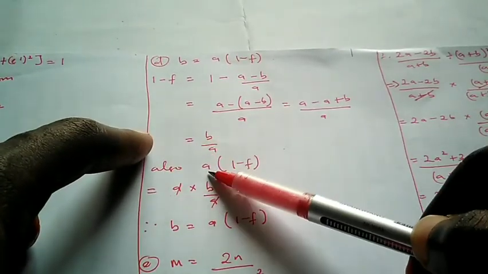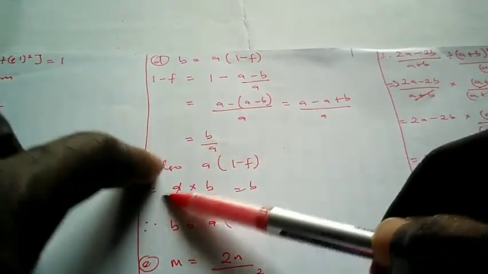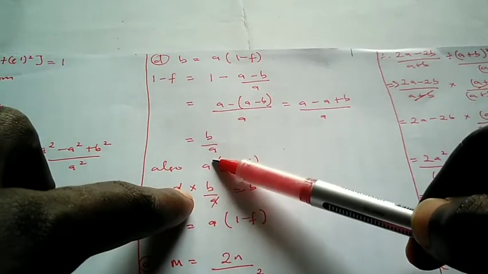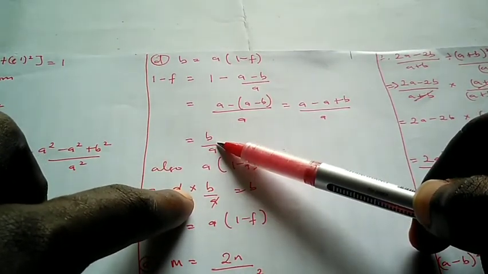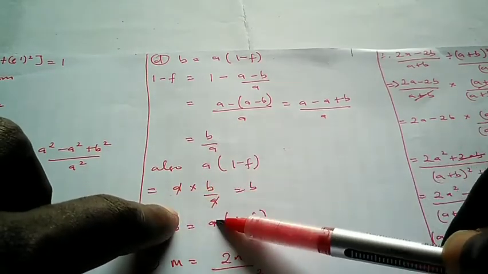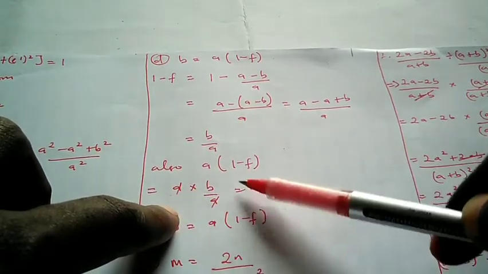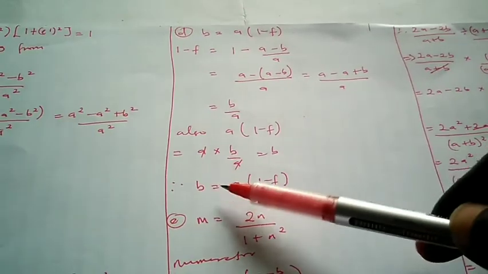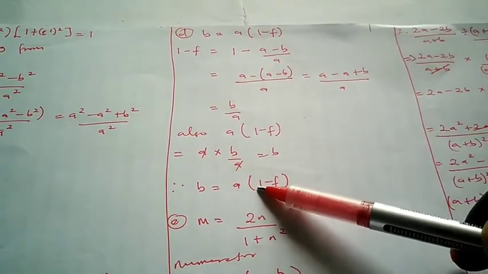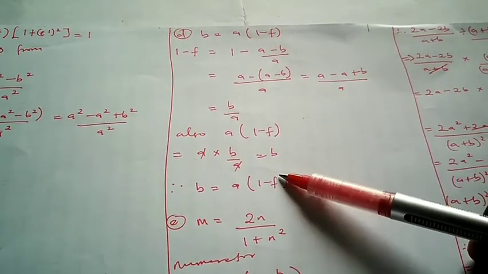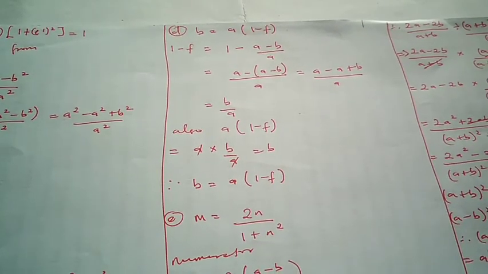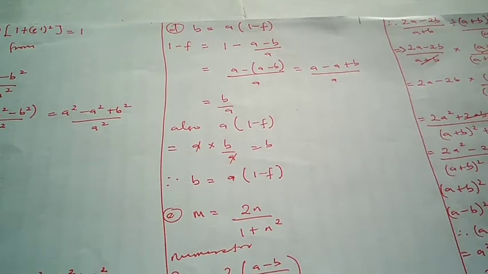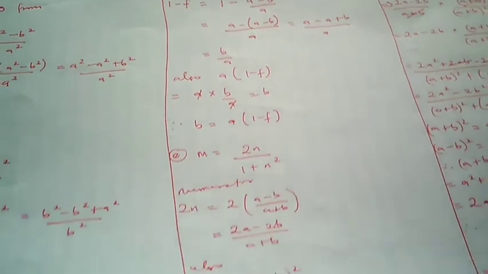Also, a into 1 minus f will now be what? A multiplied by b over a, because that 1 minus f has been simplified to what? B over a. So by the time we now cross each other, a and a will go off, we'll be left with b. Therefore, b is equal to what? A into 1 minus f. Are we together? Please, these things are very simple. Any point you miss, just pause, rewind, get it, and then you proceed.